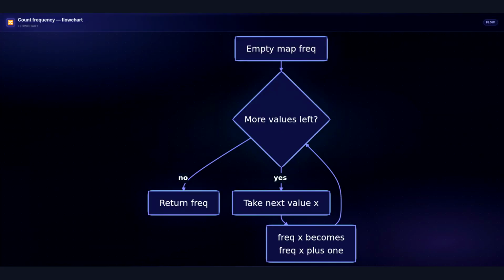Start with an empty map. While there are values left, take the next one and increase its count by 1, then loop back. When the array is exhausted, return the map.